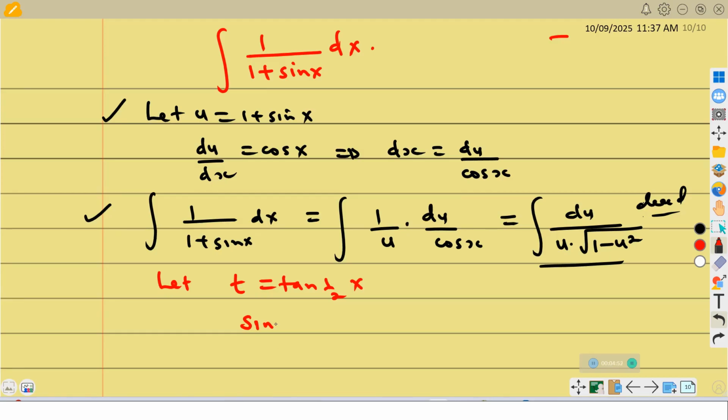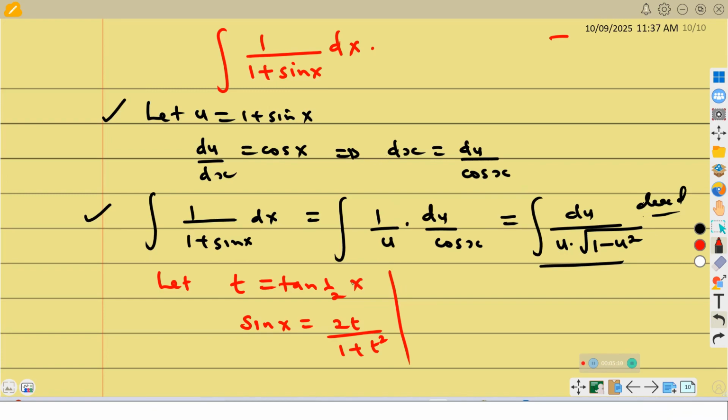You have your sine of x as 2t upon 1 plus t squared. So someone would also think about this. But another question arises: is this the best method? So let us go on. If someone thinks of this, what do you think will happen?